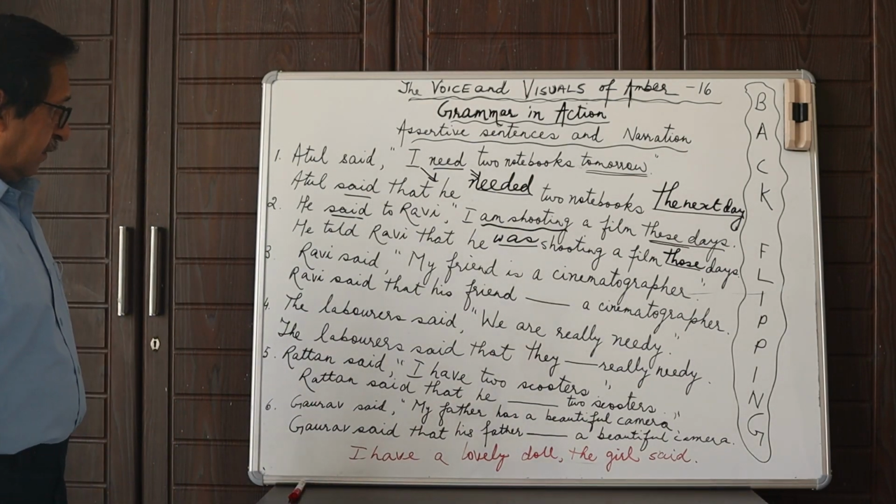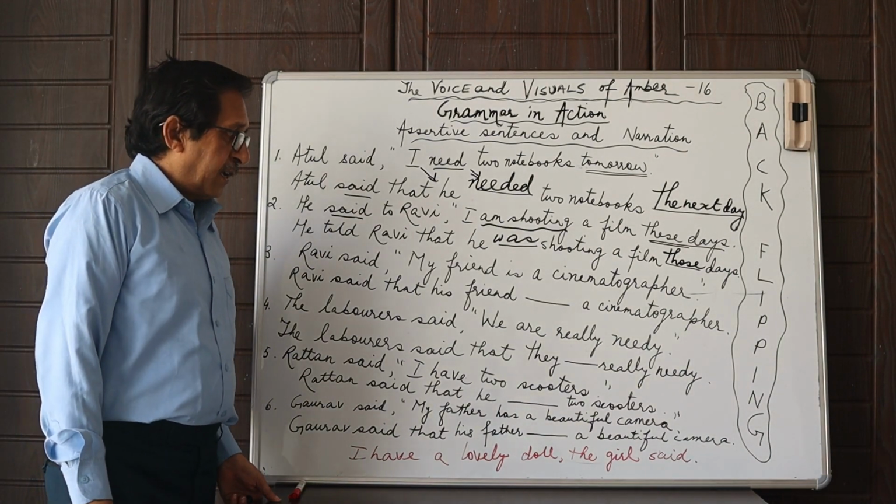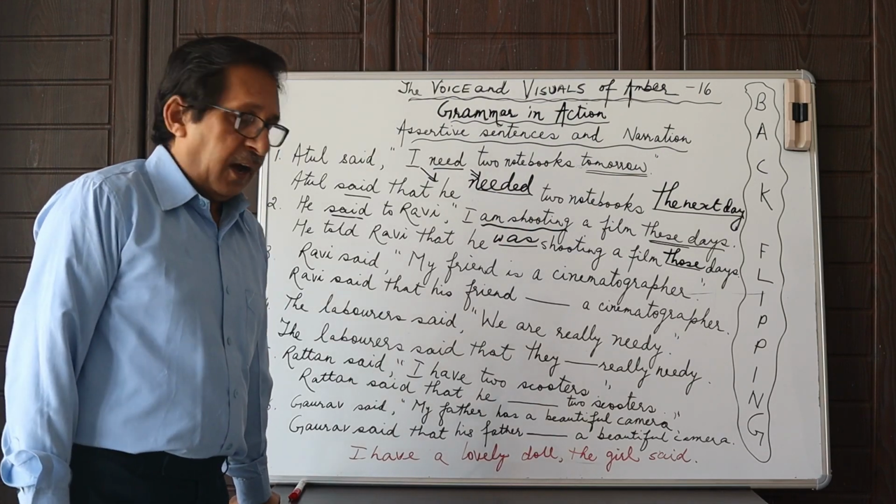Let's look at the third sentence. Ravi said, my friend is a cinematographer.